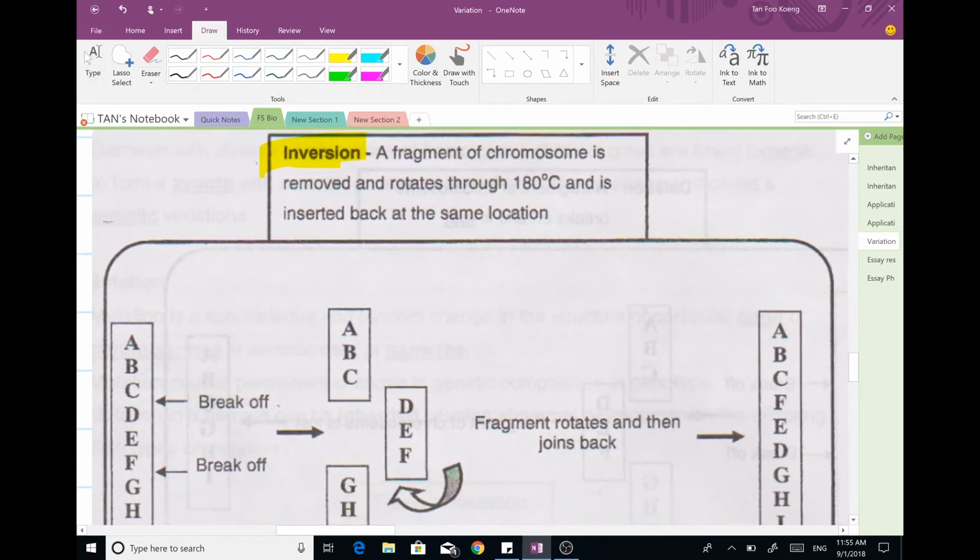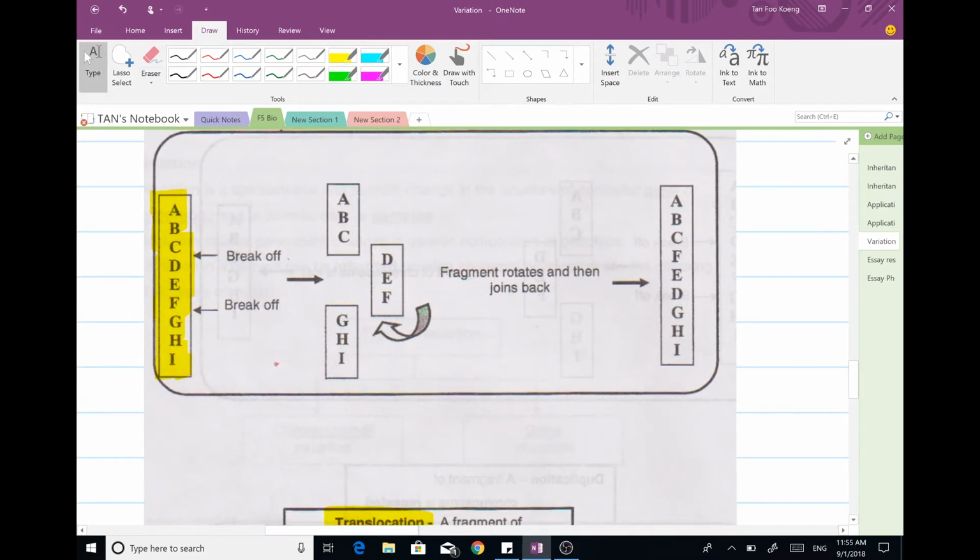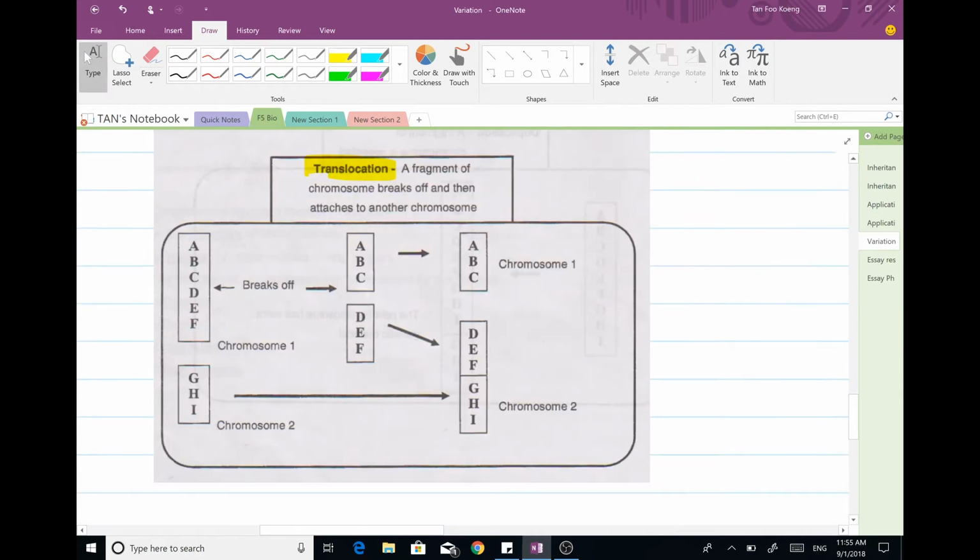Now, in inversion, remember this is chromosomal mutation, so we are talking about a chromosome. A fragment of chromosome is removed, rotates 180 degrees, and then joins back. So we call this type of chromosomal mutation inversion. Now, next one will be translocation. In translocation, you have 2 chromosomes here, chromosome 1 and chromosome 2. A fragment of chromosome from chromosome 1 breaks off and then attaches to another chromosome. So this is known as translocation.